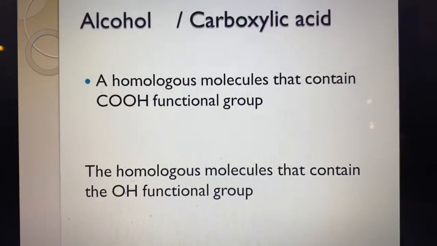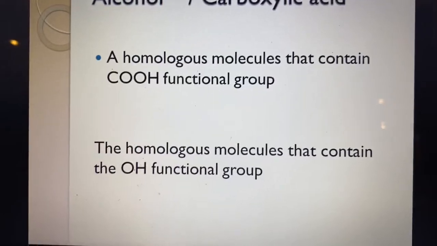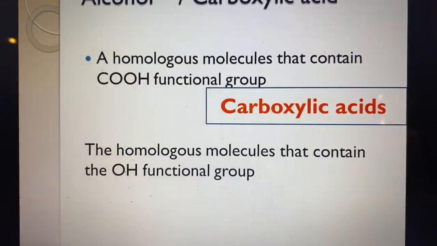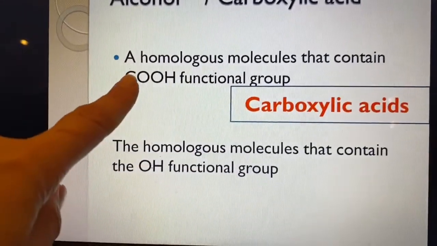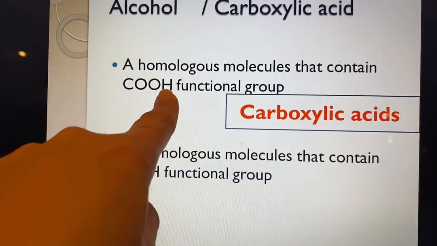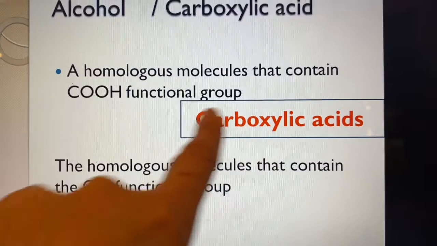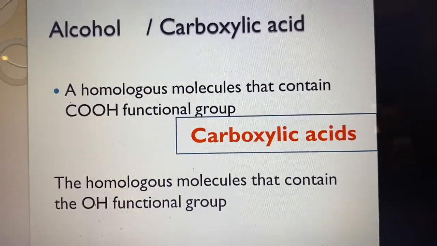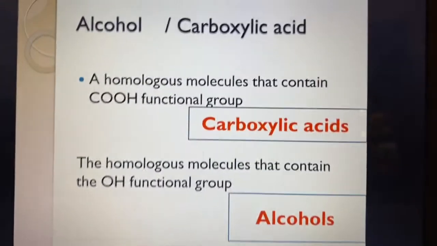Homologous molecules that contain the COO functional group are called carboxylic acids. Okay, if they have this group, COOH, we call them carboxylic acids. If the homologous molecule contains the OH functional group, which is hydroxide, we call them alcohols.